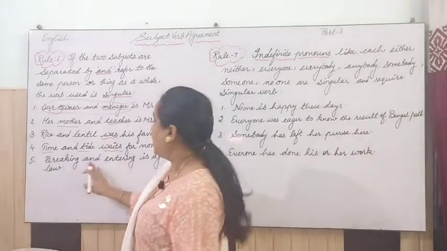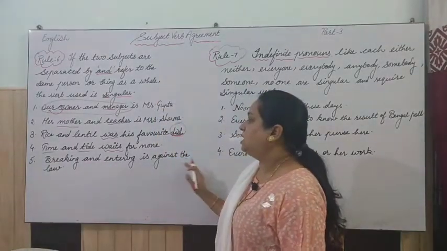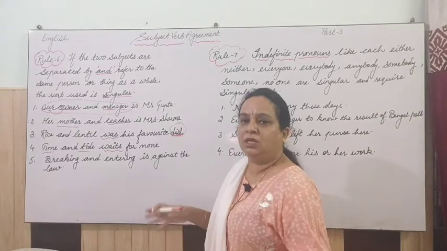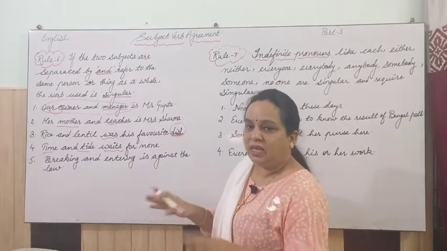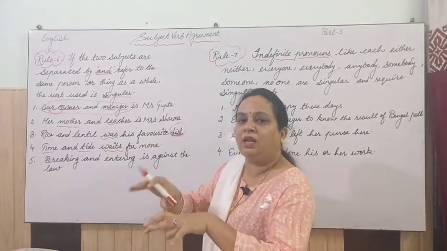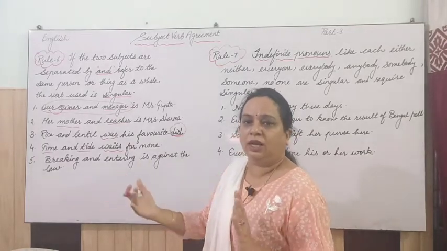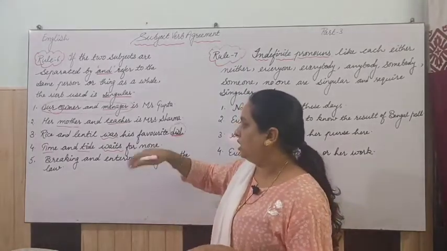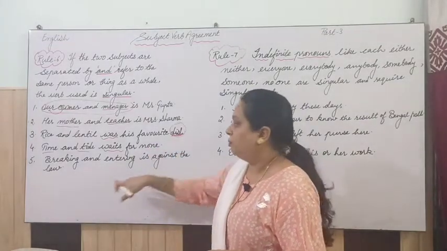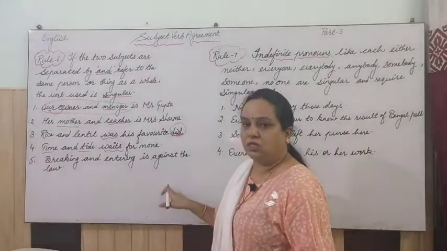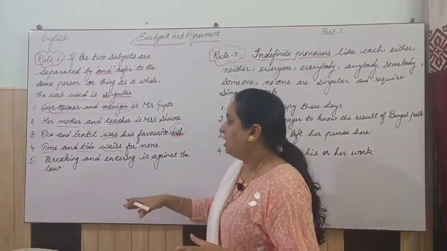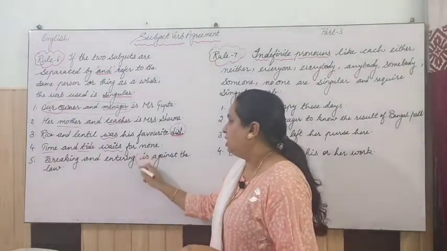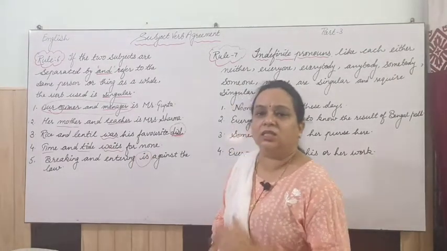Next is "Breaking and entering is against the law." Means some place is barricaded and you are not allowed to go there. So breaking that barricade and entering there is the one thing only, right? That is one act. So breaking and entering is against the law. Here we are talking about one quantity, one thing actually. So that's why we are using "is", that is a singular subject.